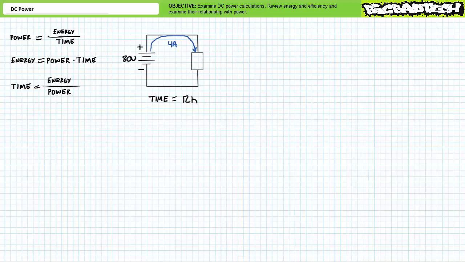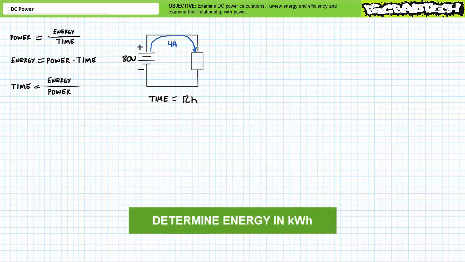Consider a device that operates on 80 volts DC and draws 4 amperes of current. Let's say this device runs for 12 hours a day. How much energy in units of kilowatt hours does it consume every day? This is a two-stage problem. First, we need to determine the power rating of the device. Then, given this power rating, we need to determine the energy consumed after 12 hours of use.